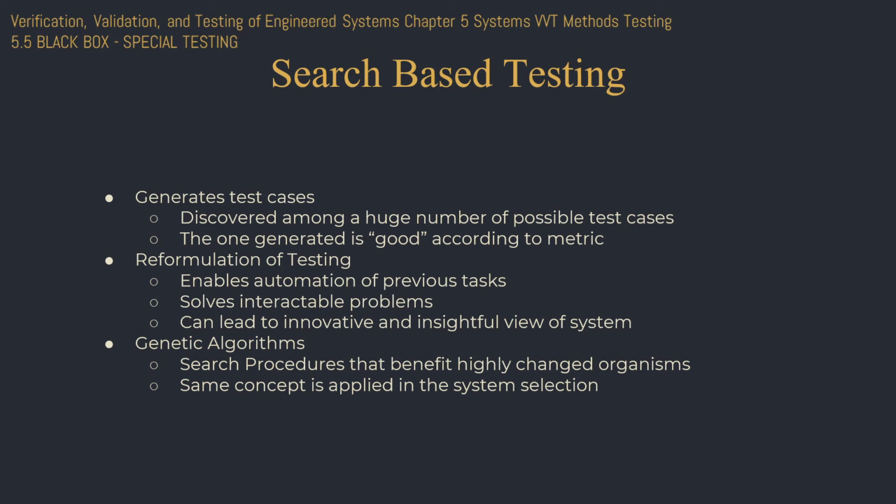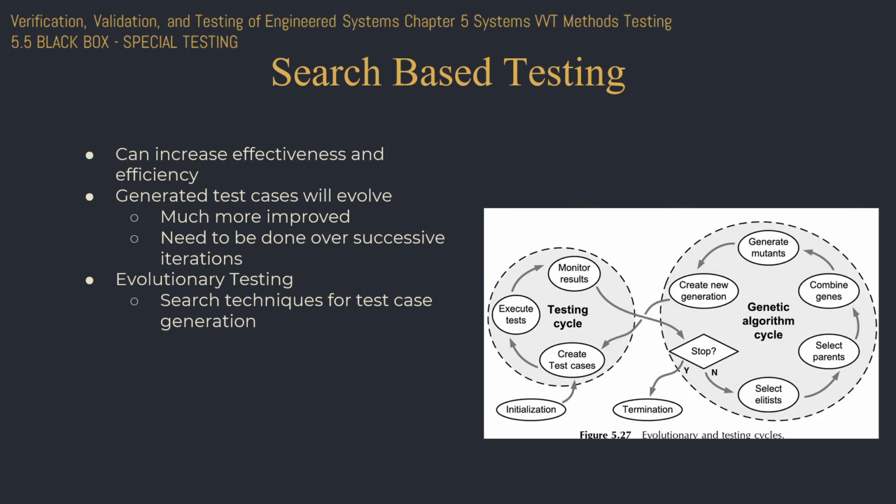Genetic algorithms are search procedures that benefit highly changed organisms. It's pretty much the same concept as nature. It's implemented here, and the same concept is applied in the system selection. Search-based testing can increase effectiveness and efficiency. Its generated test cases will evolve, much more improved. The test cases that are evolved are much more improved and need to be done over successive iterations. We can't have a failure going on.